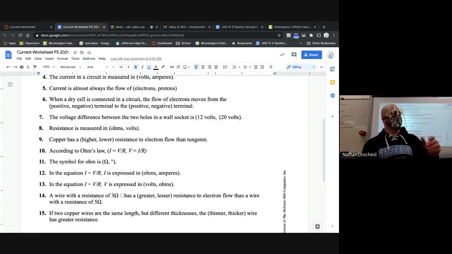Like all the regular standard plugins we have, those are all 120. The ones for a washer, or dryer, or stove, the plug is shaped differently and the prongs are different, and they don't work. So like you couldn't plug your phone into a 220 thing. Just wouldn't work.